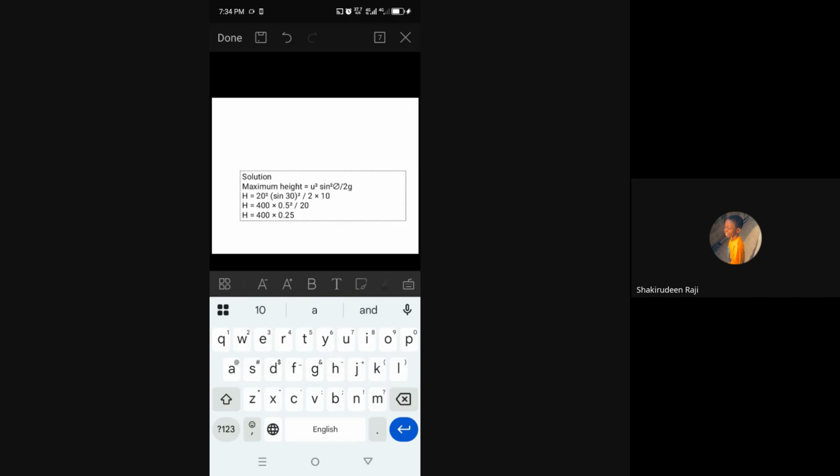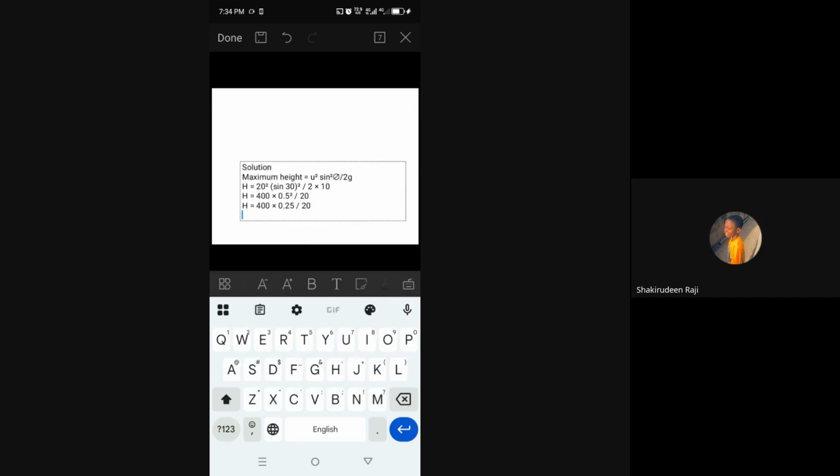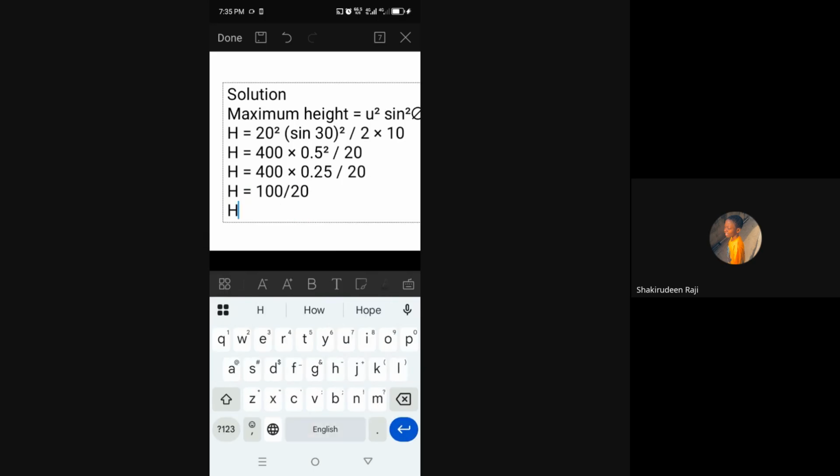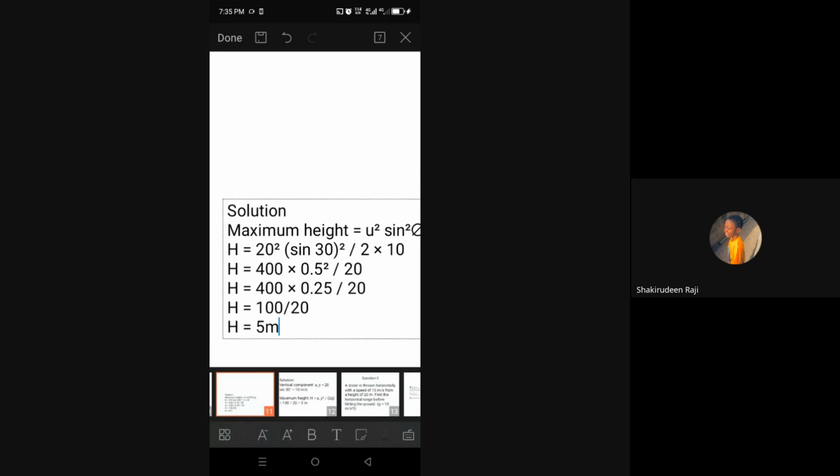So maximum height is equal to 400 times 0.25, because 0.5 square is the same as 0.25. Am I right? Yes. Okay, divided by 20. So 400 times 0.25 will give you what? 100. That is 100 divided by 20. So maximum height will be 5 meters. So very simple. That's the answer to that question.